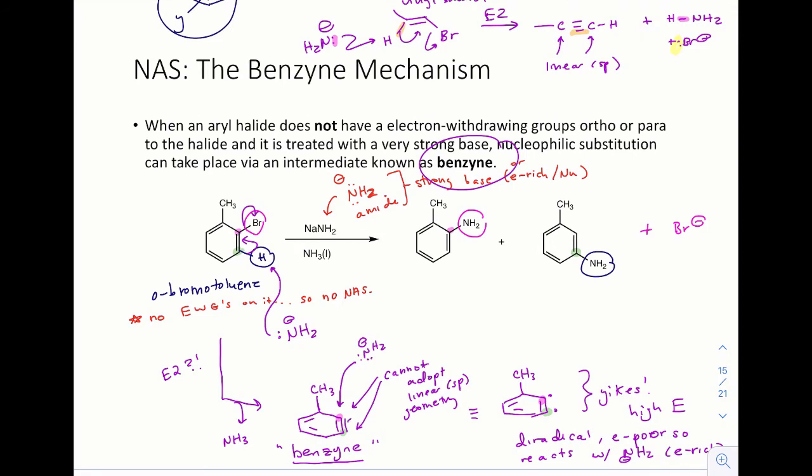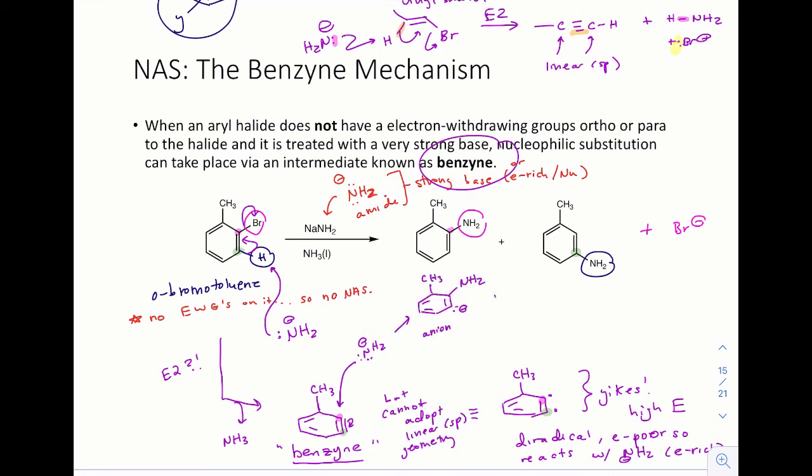Attacking ortho to the methyl group will generate an intermediate that looks like this. This anionic intermediate is also high energy, looks like a Grignard reagent, and will deprotonate the ammonia solvent. Yeah, pretty cool. This reaction is occurring in liquid ammonia as a solvent. And I'll make this carbon-hydrogen bond and generate the product.